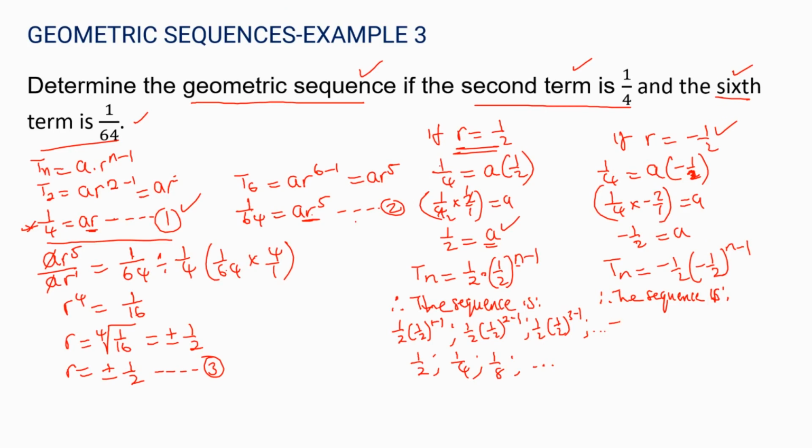It's going to be negative 1 over 2, then negative 1 over 2, and then 1 minus 1. That's term 1. Then negative 1 over 2, negative 1 over 2, then 2 minus 1. That's term 2. Then negative 1 over 2, negative 1 over 2 to the power 3 minus 1. That is term 3. It goes on like that. This will give us negative 1 over 2, 1 over 4, negative 1 over 8, and then it goes on like that.